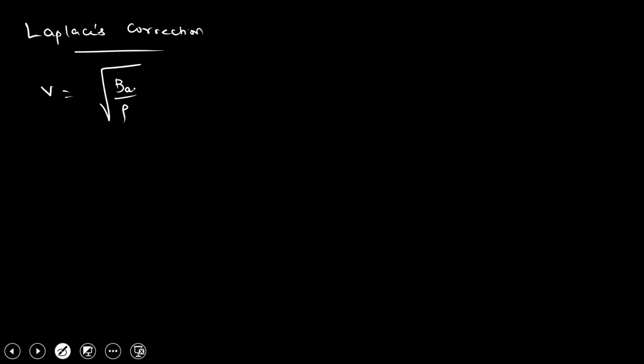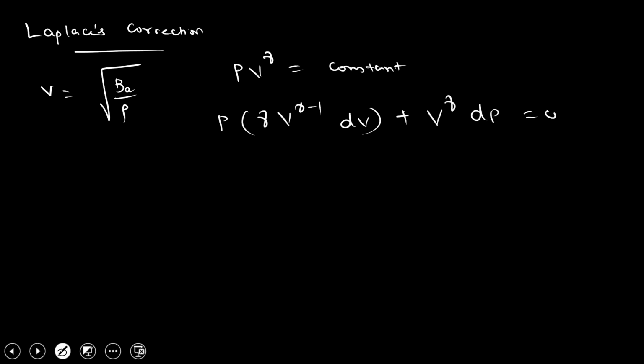If that is the case, then we need to start writing PV power gamma is equal to constant. You have to understand that PV power gamma is constant. Again I have to start differentiating. So what I have to do is P into the derivative of V power gamma, which will be gamma into V power gamma minus 1 into dV, plus V power gamma into dP, and this value will be exactly equal to 0 because the derivative of a constant is again 0.